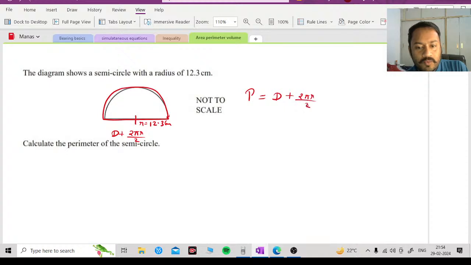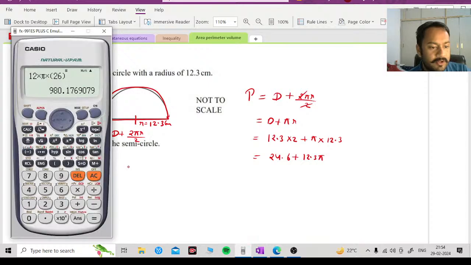So d plus 2 pi r upon 2. So 2 and 2 can be cancelled. Done. So diameter plus pi r. So diameter is 12.3 into 2, plus pi into radius. What is the radius? 12.3. So 12.3 into 2 is 24.6 plus 12.3 pi, right?